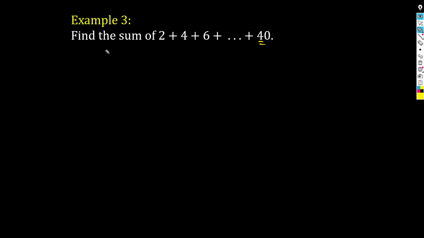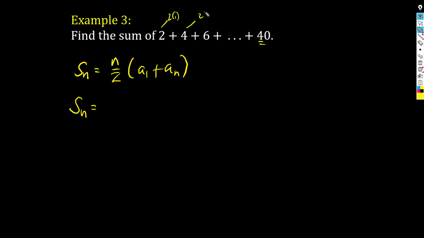So how do I do this? I will use my first formula, for example. S sub n equals n over 2 multiplied by a sub 1 plus a sub n. Okay? So, for S sub n, n over 2, how many terms are there from 2 to 40? 2 is 2 times 1, 4 is 2 times 2, this is 2 times 3, this is 2 times 20. So, look at this: first term, second term, third. So, there must be 20 terms in all.